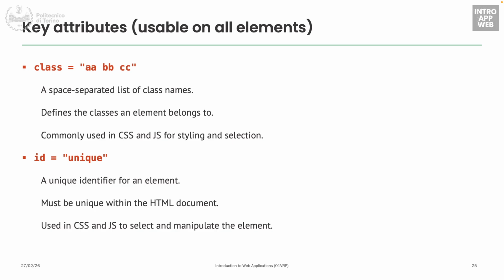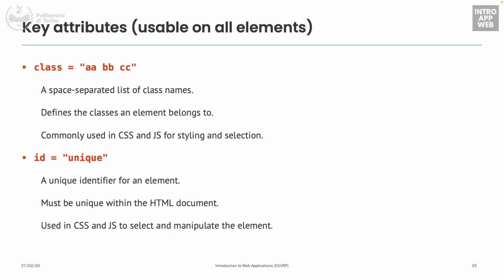So in the case of the class, that we still don't know what it means, but just for the syntax aspect, it is a space separated list of class names. So in this example, for instance, we have one class that is called AA, then another class that is BB, and then another class that is CC. Okay, so here we have three classes. It defines the classes that an element belongs to, okay? And it is used with the CSS and in JavaScript, no?